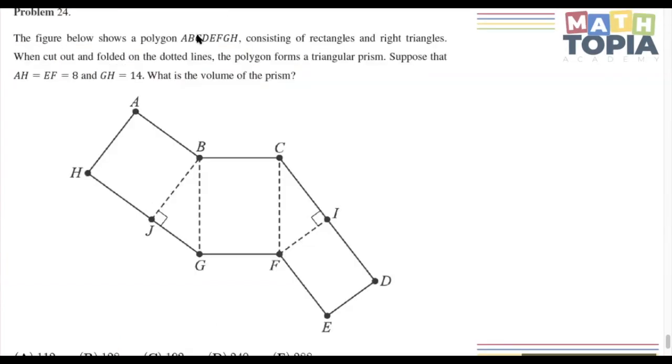We have this polygon ABCDEFGH consisting of rectangles and right triangles. And we are given some length. And when we fold this into its triangular prism, we can tell this will also be 8. And this will also be 8. Right? Because when we fold it, we'll have it looking something along the lines of this. I think. Look like this, right?